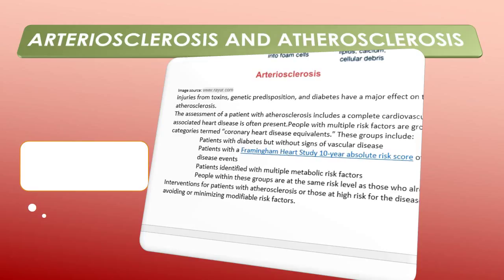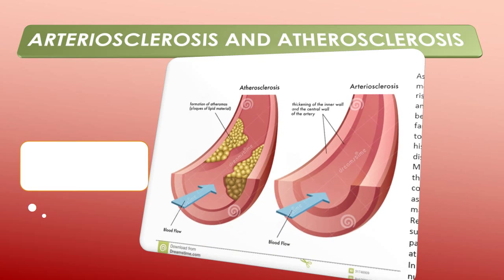Interventions for patients with atherosclerosis or those that are high risk for disease focus on lifestyle changes in avoiding or minimizing modifiable risk factors. If you remember, we talked about modifiable risk factors, and the nurse is going to play a big role in teaching the patient to make sure that they're able to modify those risk factors. You want to assess the patient for modifiable and non-modifiable risk factors for vascular disease, and you want to teach health promotion behaviors to the patient and family. Pay particular attention to the patient with a family history of cardiovascular disease.